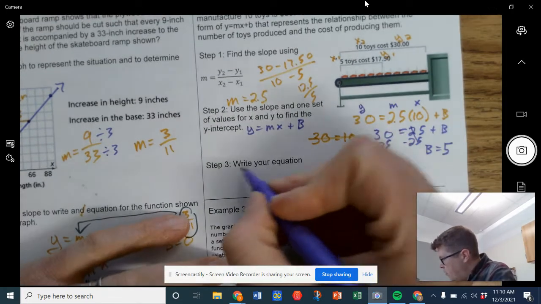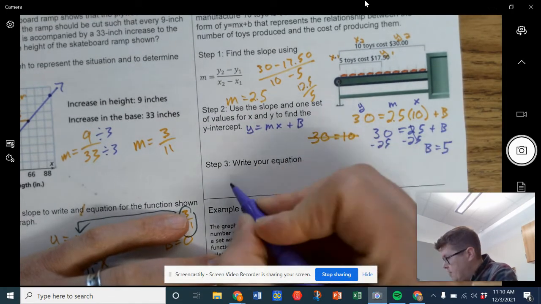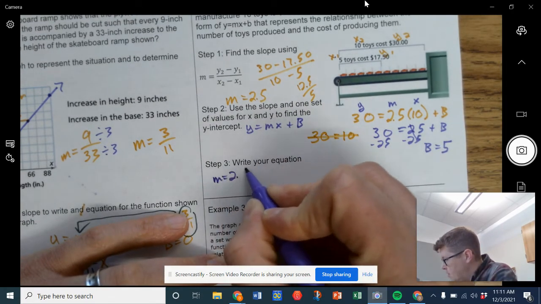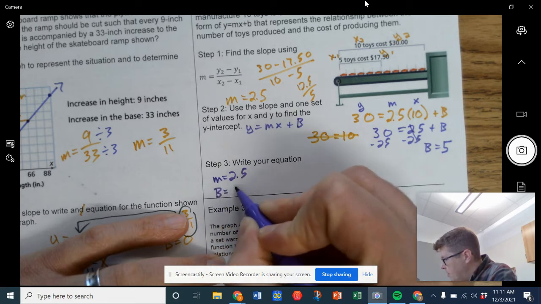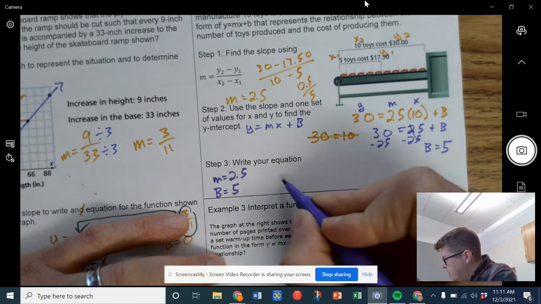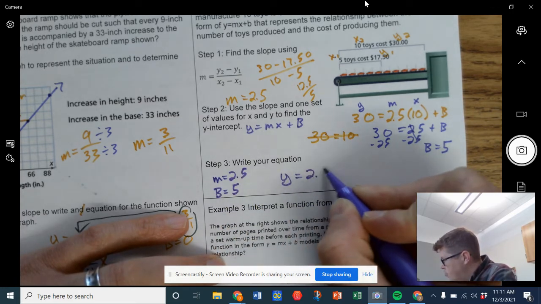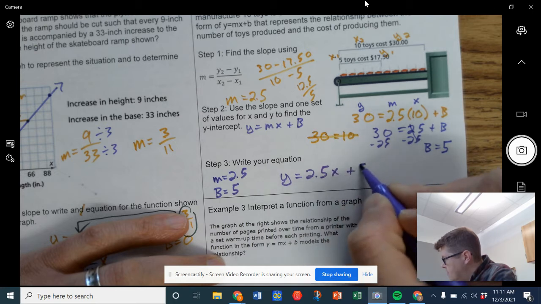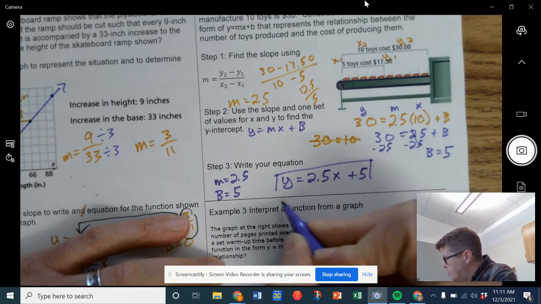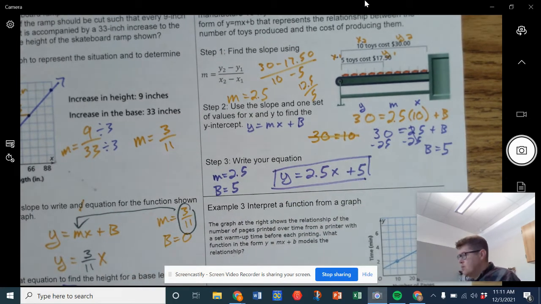So now we're going to write our equation in the form of y equals mx plus b. We know our m value, our slope, is 2.5. We know our b value, or y-intercept, is 5. So we just put it together: y equals 2.5x plus 5. And that represents the relationship between the number of toys produced and the cost associated with producing them.